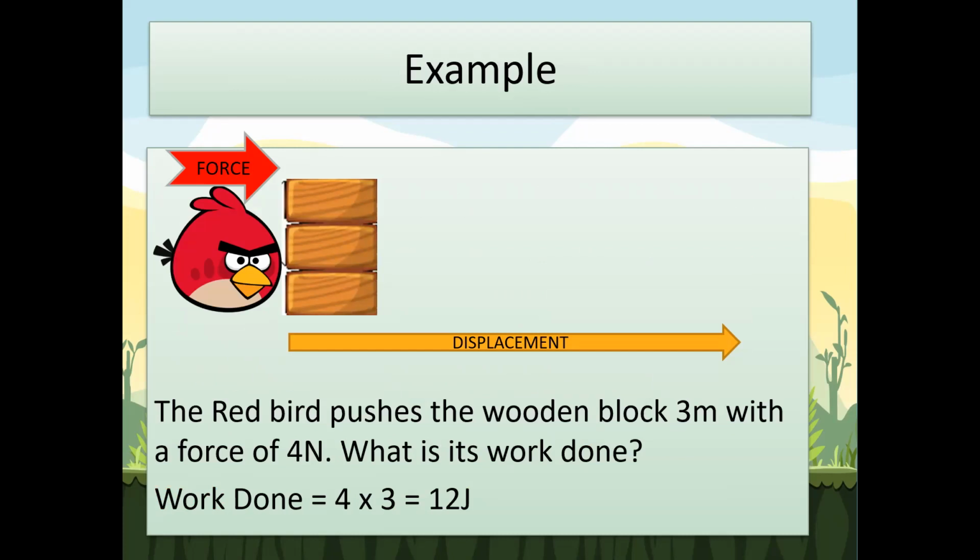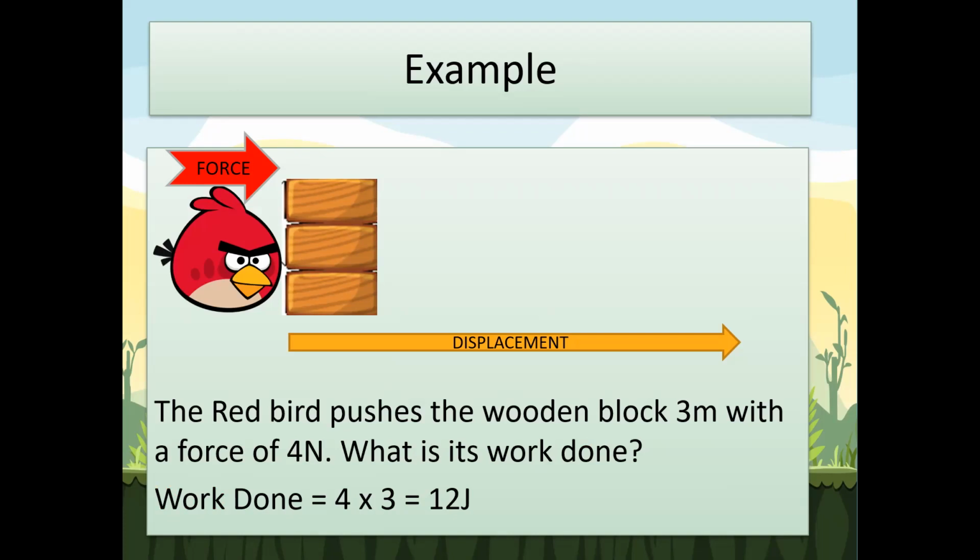Now we know that work done is equal to force times distance. Let's look at this question. The red bird pushes the wooden block 3 meters with a force of 4 newtons. What is the work done? We know that work done is the force, 4 newtons, times the distance, 3 meters. So you get 12 joules. Easy, isn't it?